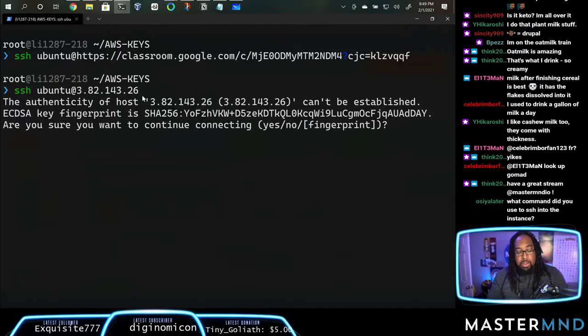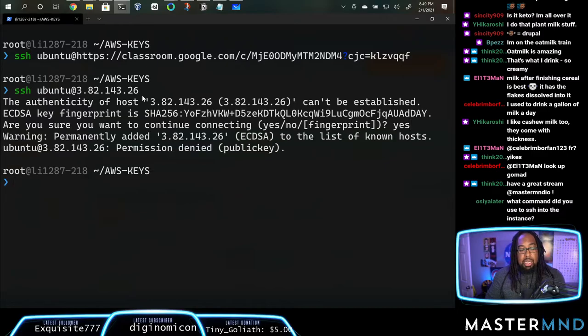If I try to do this, it'll try to log in. I'll type in yes. It won't work because I can't log in. I didn't give it my credentials. So to give it my credentials, I have to do SSH dash i to specify an identity file. This is how you use SSH keys to be able to log in.